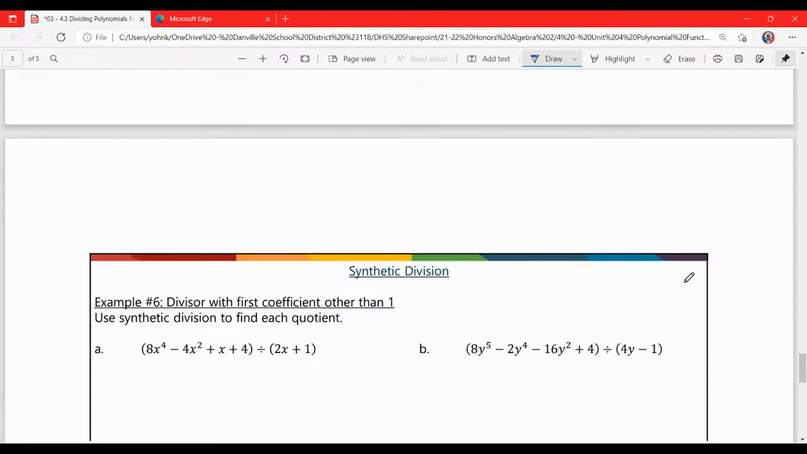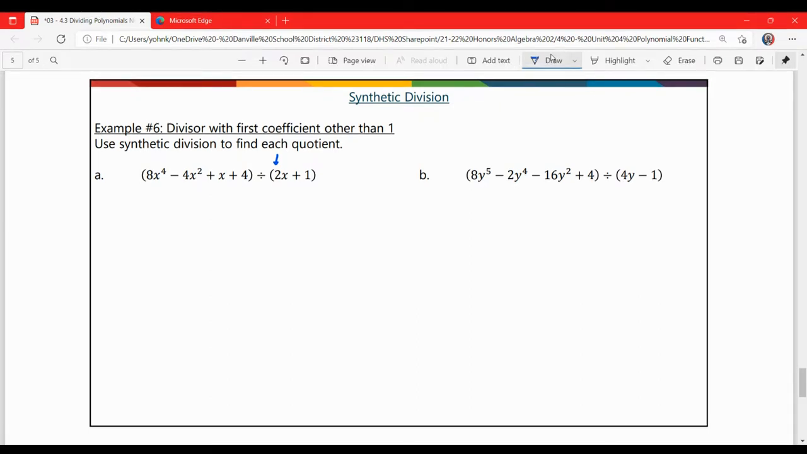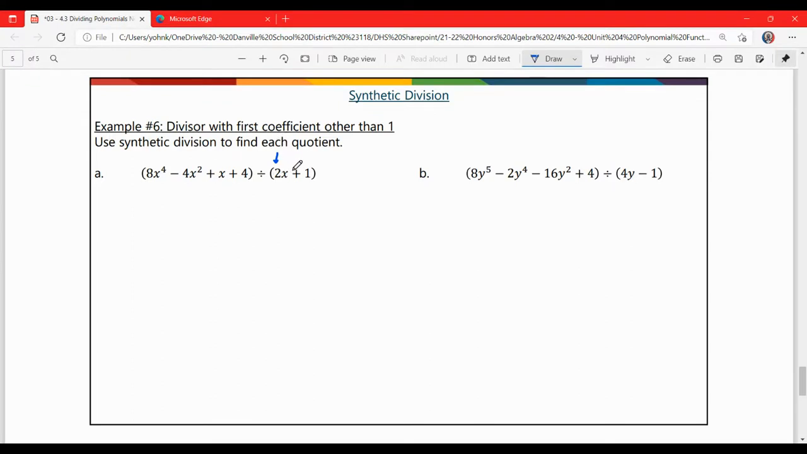All right, so what if we put a number in front of my linear term? So this time we have a polynomial divided by a linear binomial, but there is a 2 in front. Now, if you want to, you can use long division. If you don't want to, then we're going to learn how to do synthetic division still. Now, synthetic division only works if that number in front is a 1. It is not a 1, so we need to make it a 1. So we're going to divide that entire quantity by 2. And if I divide the second half by 2, I have to divide the first half by 2.